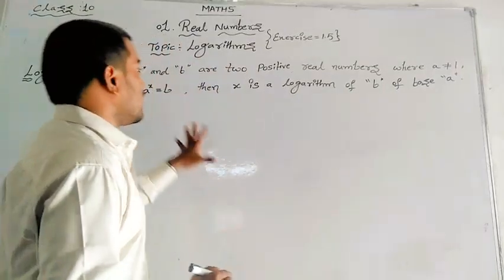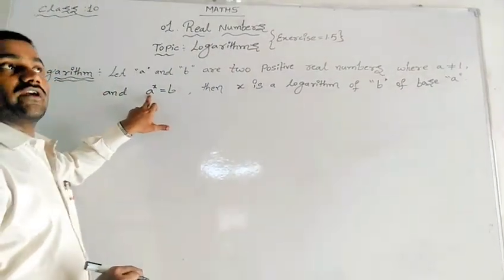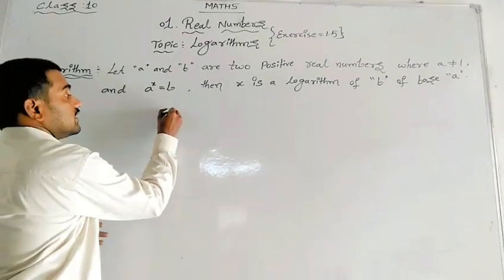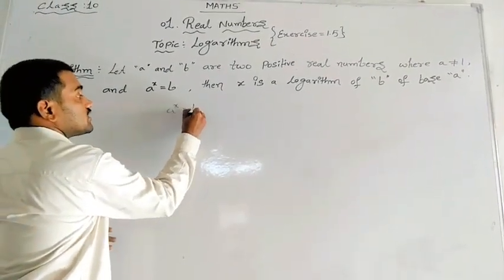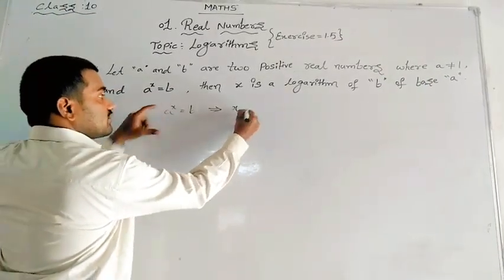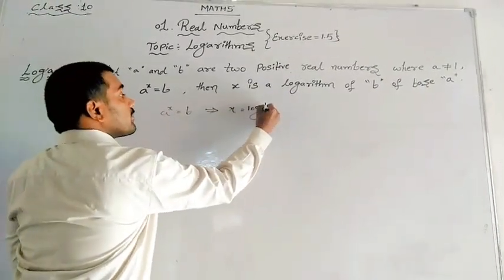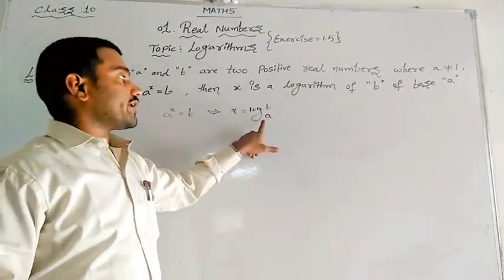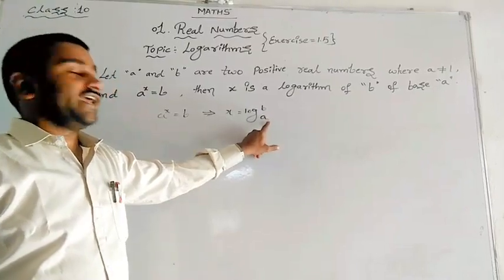So here, in logarithms, a should not be equal to 1. It is more than 1. See, here it is in the exponential form, a to the power of x equals b. Then if you write it in the logarithm form, x equals log b base a. Short form of logarithm, we write as log b base a.